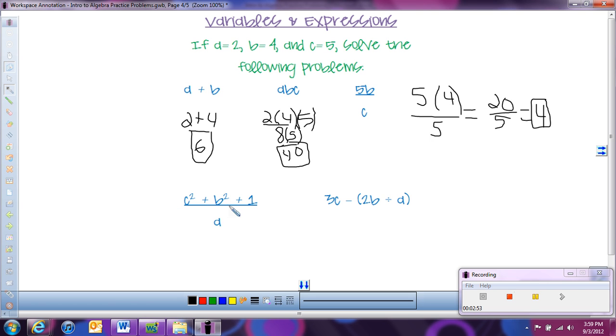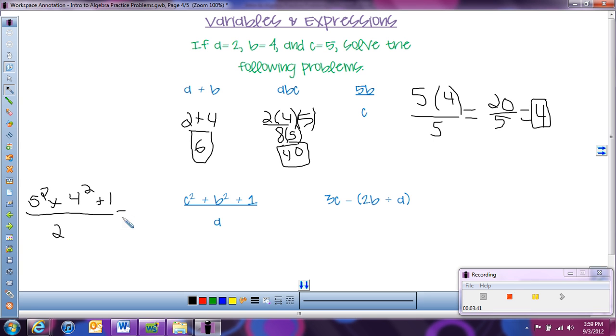We'll do one more just to make sure that we have the idea down, make sure we know what we're doing. So c squared, c is 5, I'm going to do that here to the side, squared, or 5 times 5, plus b, which is 4, that's 4 squared, plus 1, and it's that whole thing divided by a, which was 2. So now we have lots of order of operations steps to do in here.